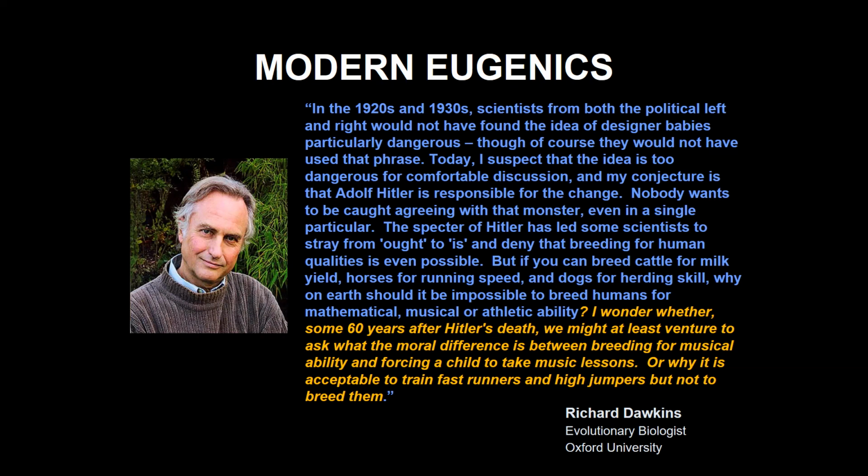The specter of Hitler has led some scientists to stray from ought to is and deny that breeding for human qualities is even possible. But if you can breed cattle for milk yield, horses for running speed, and dogs for herding skill, why on earth should it be impossible to breed humans for mathematical, musical, or athletic ability? I wonder whether, some 60 years after Hitler's death, we might at least venture to ask what the moral difference is between breeding for musical ability and forcing a child to take music lessons, or why it is acceptable to train fast runners and high jumpers, but not to breed them.